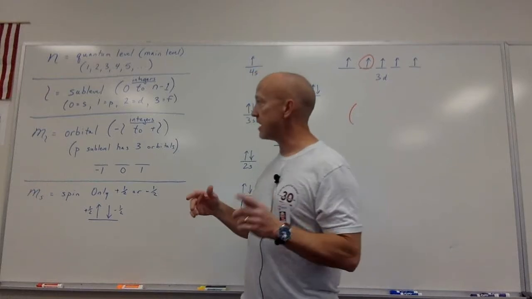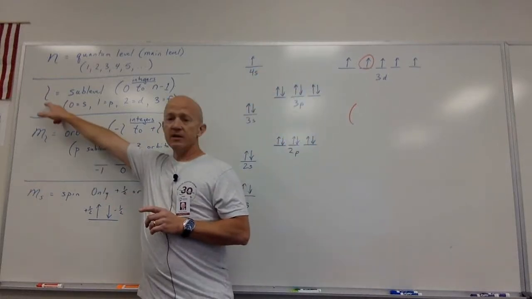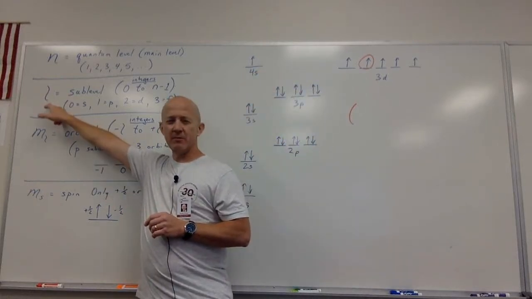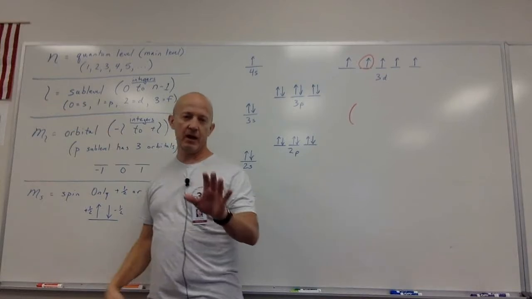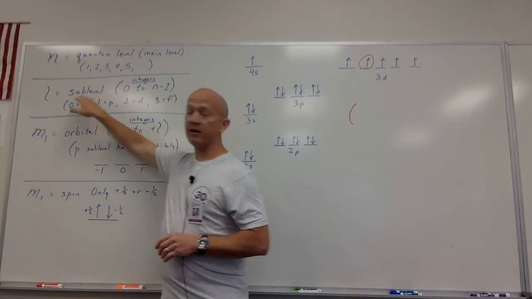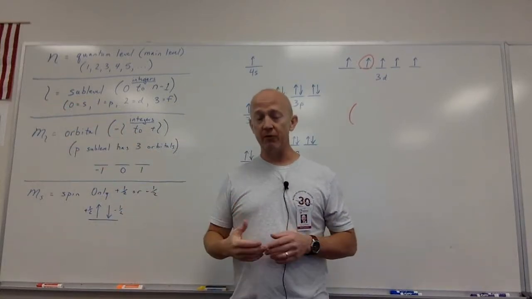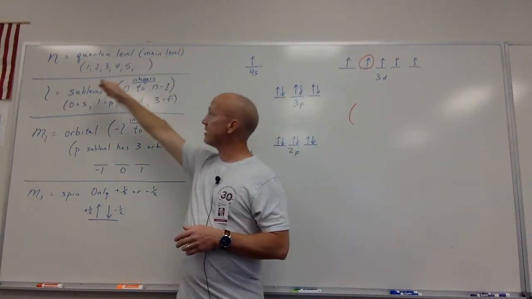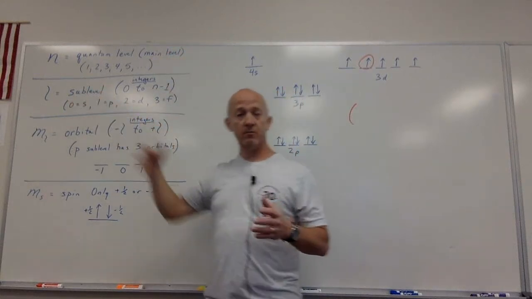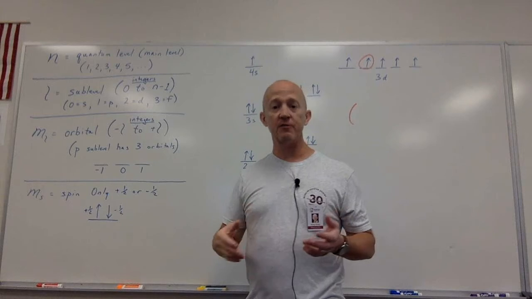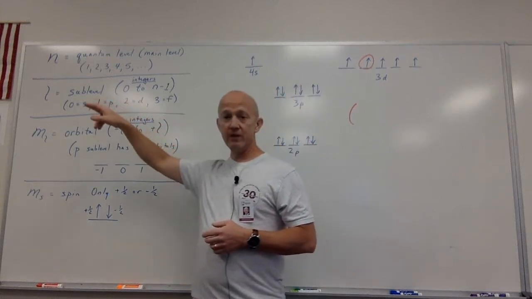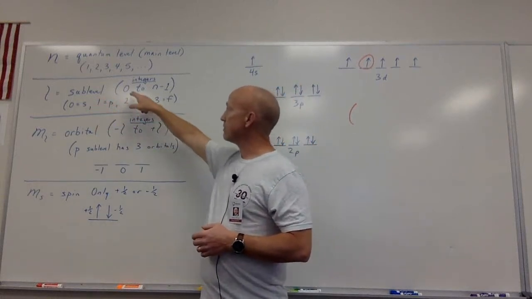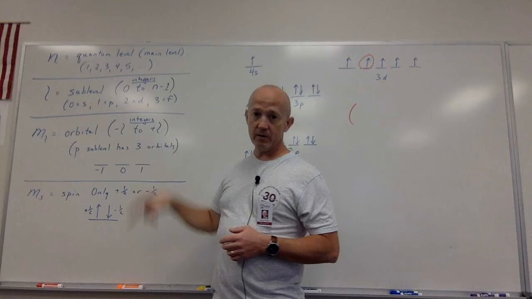Okay? The second one is the angular momentum quantum number, known as l. Really and truly what we're talking about there is which sublevel that electron is in. So you have the main level and then a sublevel, right? We already know about these, s, p, d, and f. Well, the l number can be anything from 0 to n minus 1.